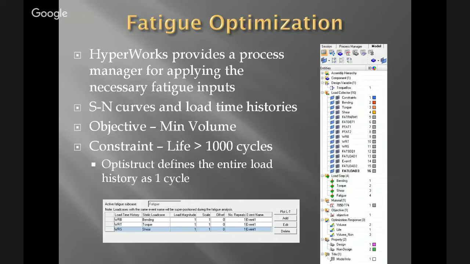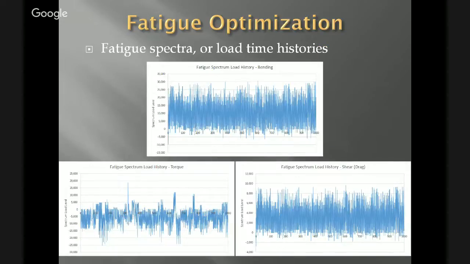My objective was still to minimize the volume of the design space, but my constraint was actually life, and I wanted the life of the parts to be greater than 1,000 cycles. OptiStruct defines the entire load history as one cycle. So these entire load histories are considered one cycle, even though they're actually like 500 cycles.